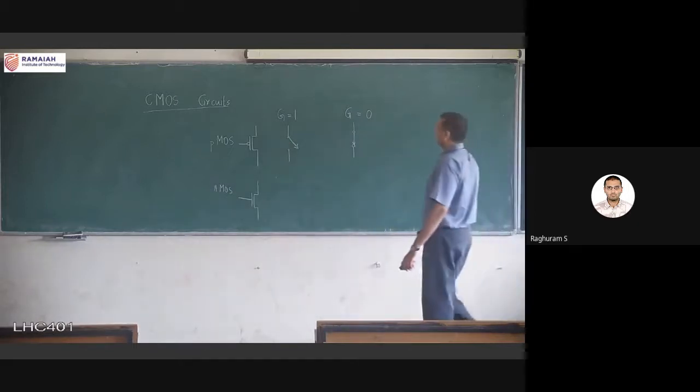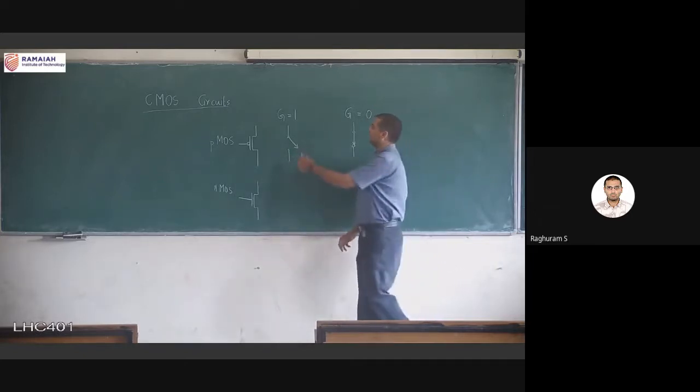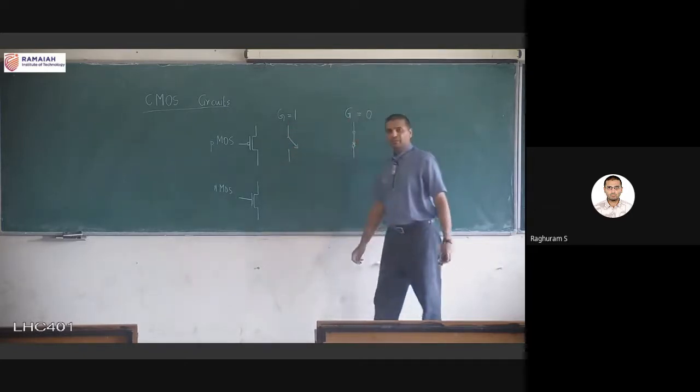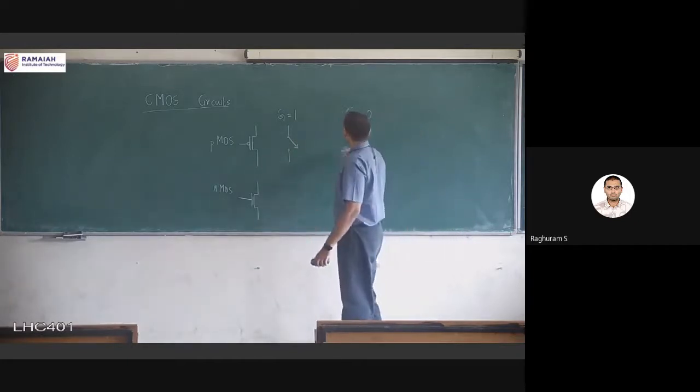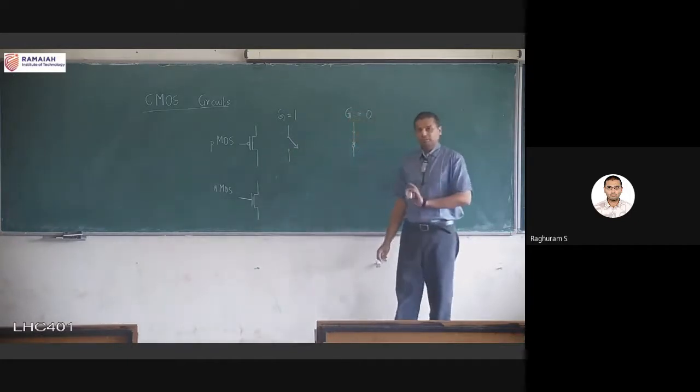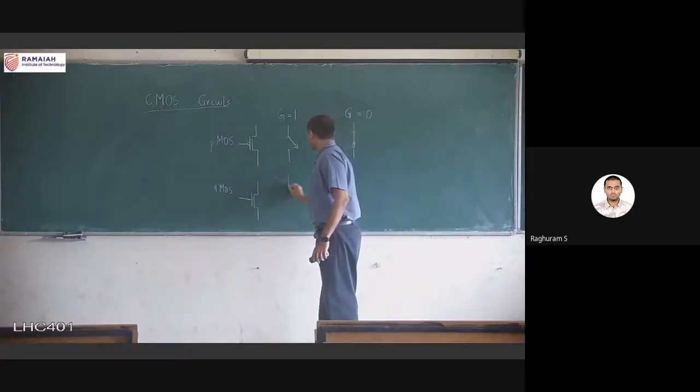Okay, so gate equal to 1, it is an open circuit, based on our analysis of the transistor structure, etc. Gate equal to 0, it is a closed circuit, and exactly opposite for the NMOS transistor.